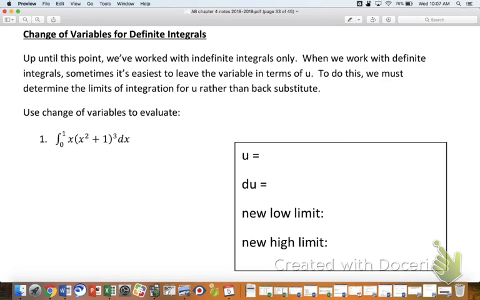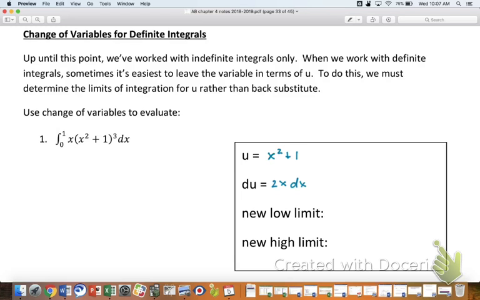Okay, so guys, much of this is going to feel exactly like what we've just done. Your u is still going to be your inside function. We're still going to find a du, and all that stuff's going to be the same. It's just, can we deal with the limits? That's going to be the question. Okay, so for this one right here, what would you guys say the u would need to be? Yep, x squared plus 1. And what would you all say the du would need to be? 2x dx, that's right.